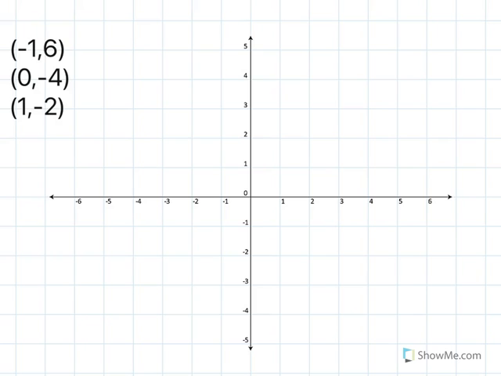So negative 1, negative 6 is down here almost off my screen. 0, negative 4 is on the y-axis, and 1, negative 2. Look at my 3 dots. They are in order. If you do 3 points and they're off your graph, pick different points, right? My shaky hand gives me a somewhat straight line, and I have graphed that.